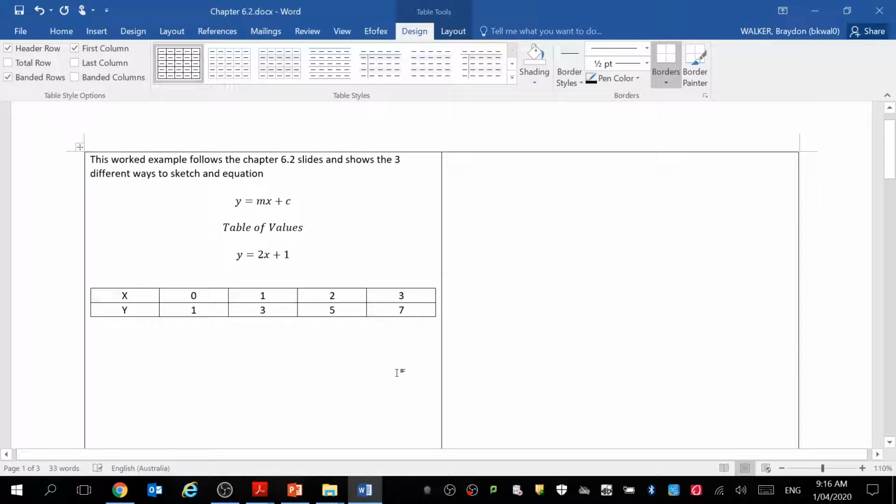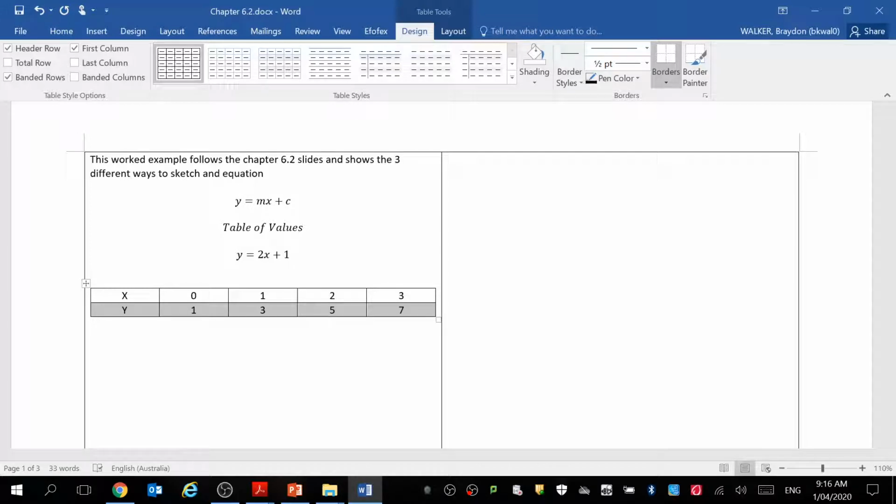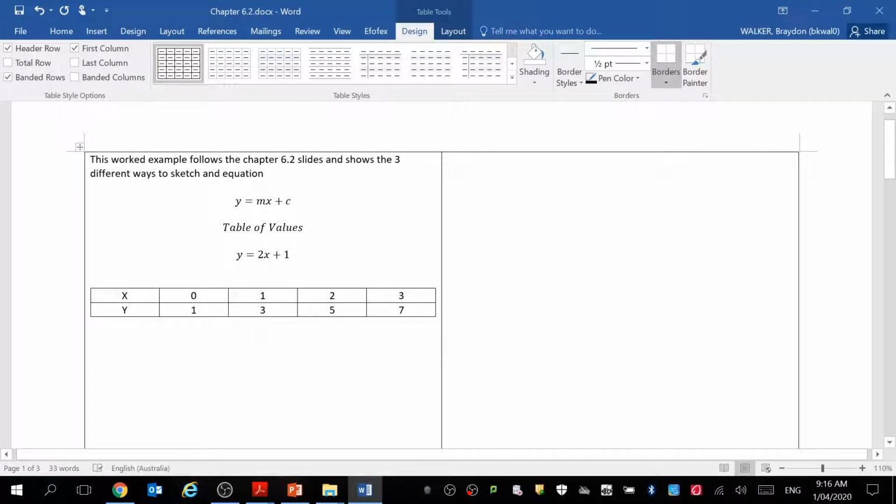Now, to prove it's a linear equation, have a look at the y values. Notice how they move up in a common difference every single time. We go from 1 to 3, that's a common difference of 2. 3 to 5, that's plus 2. And then 5 to 7 is also plus 2. An example of when it wouldn't be a common difference would be if it was y equals x squared. Let's substitute 0 in. 0 squared is 0, so we get 0, 0. When it's 1, 1 squared is 1.